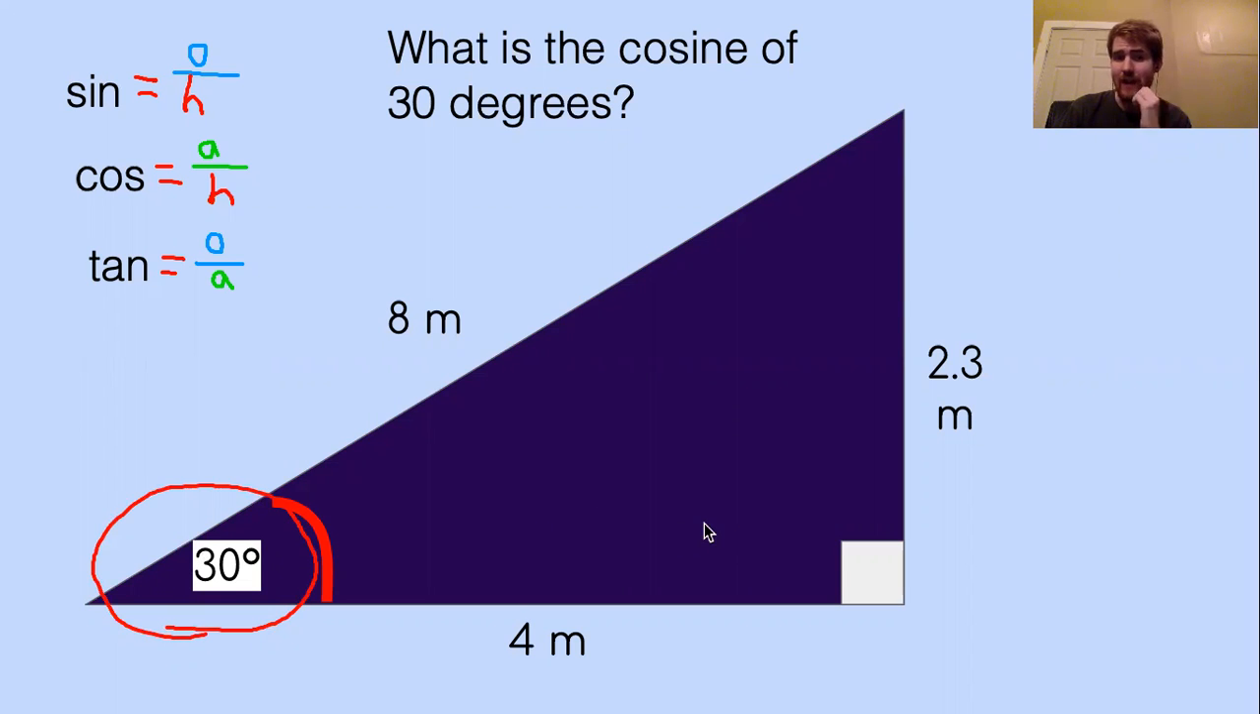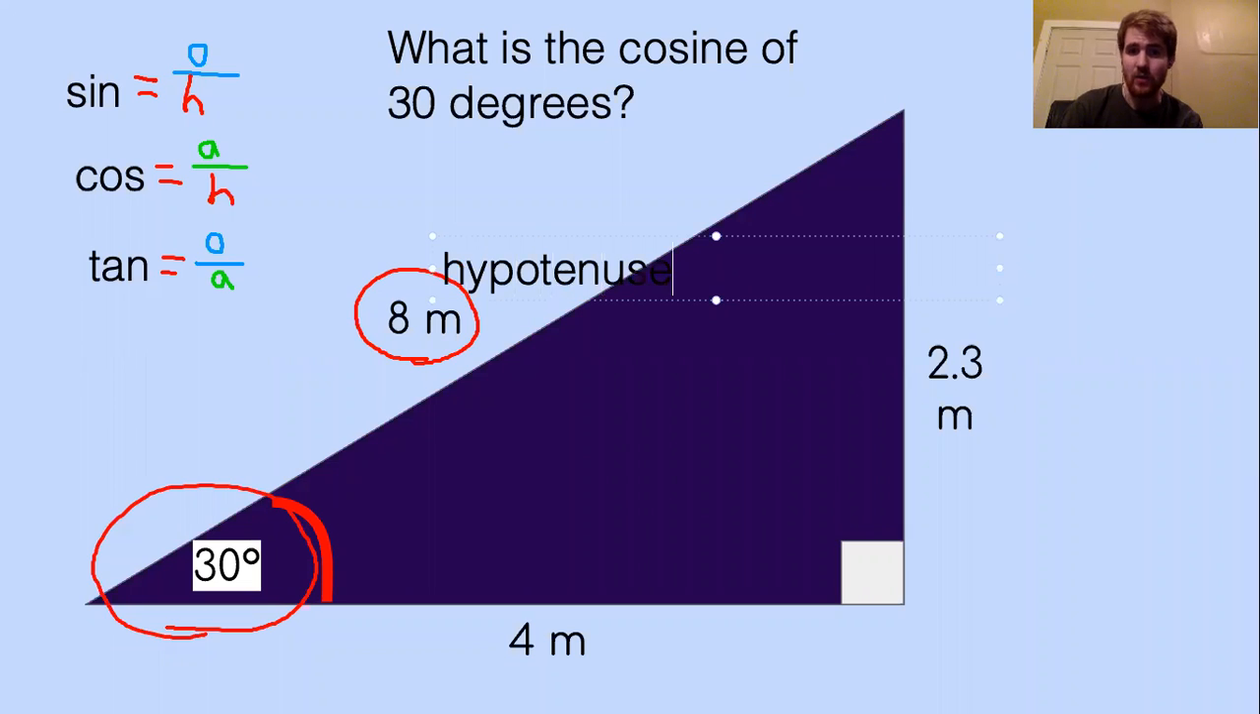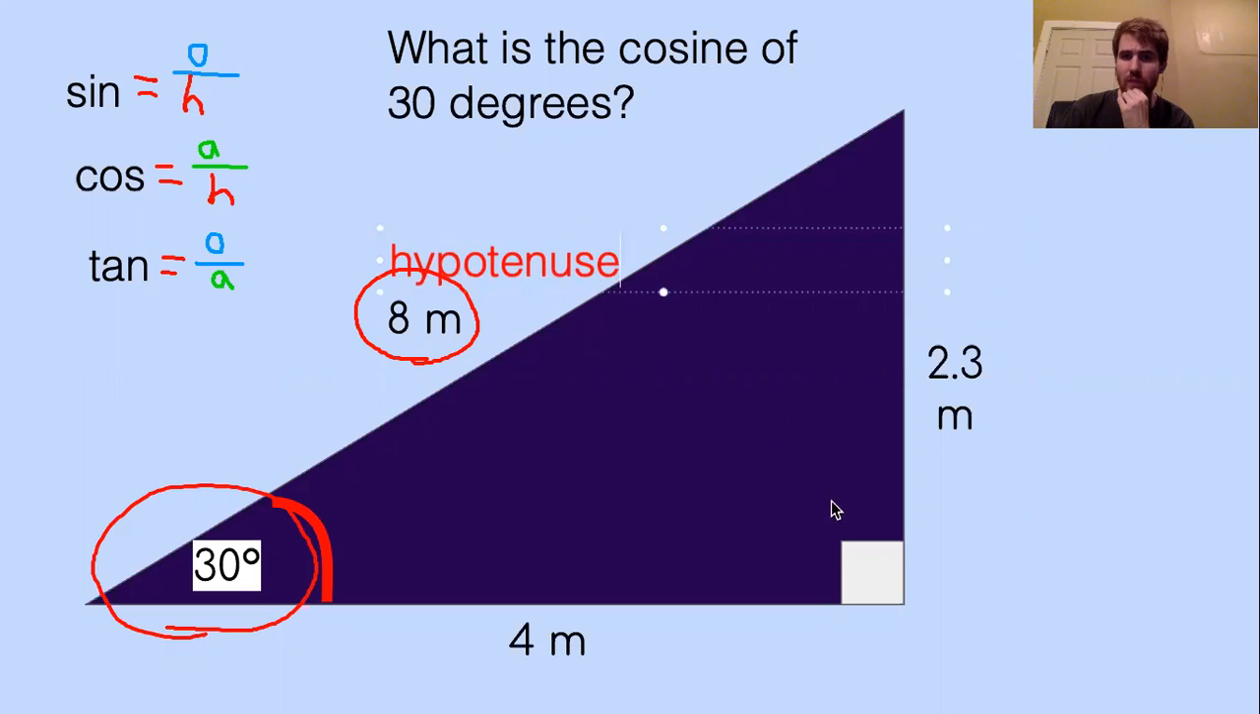Well, the easiest side to find is the hypotenuse. That's the same no matter what. It's always the longest side, and it's always the side across from the right angle. So in this case, it's 8 meters. The hypotenuse is 8 meters. And if you have a way of writing this down, I recommend you label it so that you don't forget. This is the hypotenuse.